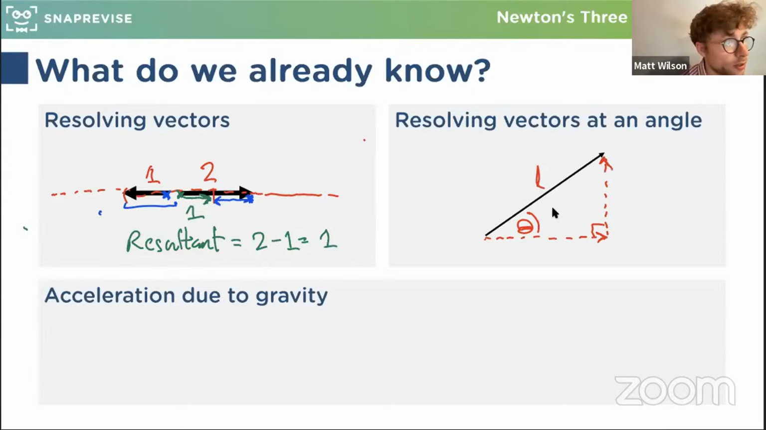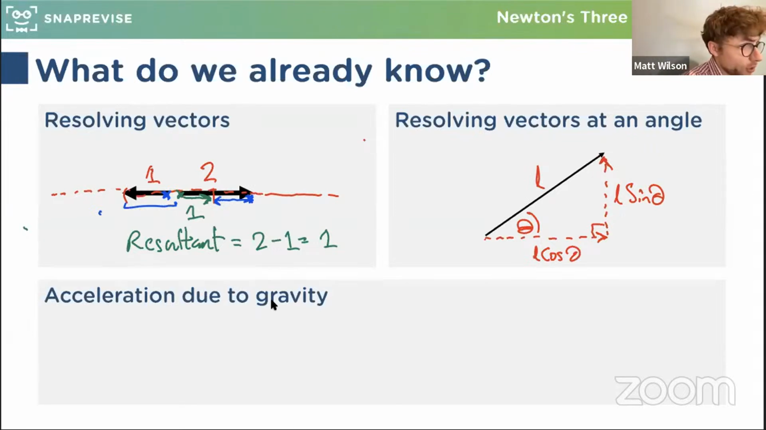vector L. Now, the horizontal component of this vector is L cos theta. And the vertical component of this vector is then L sine theta. And if you added these two vectors back together, you get back the original one, L. So we know how to put vectors together and we know how to split them apart into pieces.